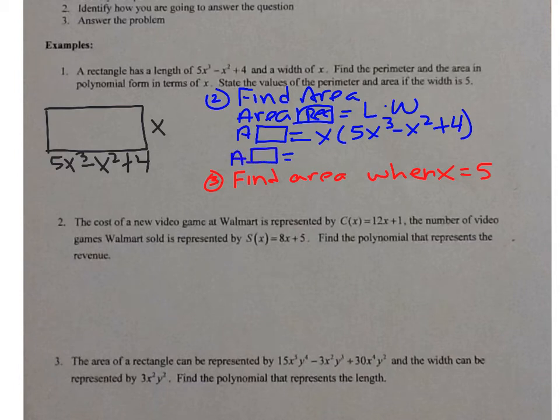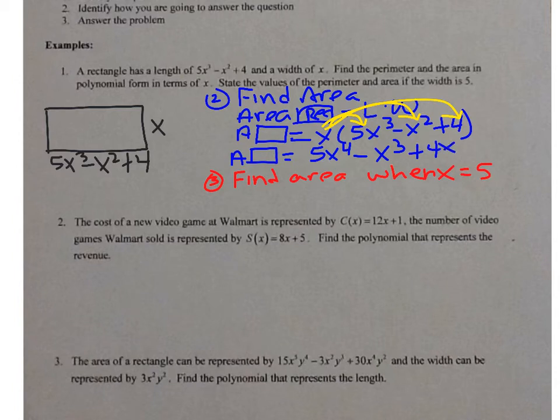So the area of your rectangle would be, so distribute the x times 5x to the third would be 5x to the fourth. Remember, multiply, you add the exponents, 5x to the fourth. And then we have x times negative x squared would be negative x to the third. And then we have x times 4 would be 4x.